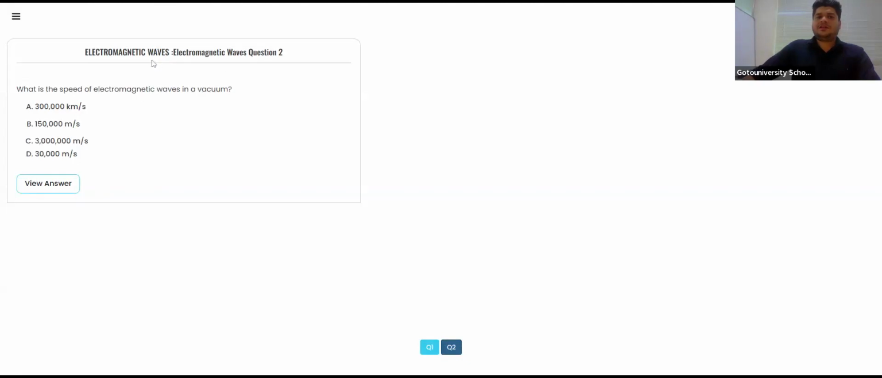Now, the next question. What is the speed of electromagnetic waves in vacuum? The options are: 3 into 10 raised to 5 kilometer per second, 15 into 10 raised to 4 meter per second, 3 into 10 raised to 6 meter per second, or 30,000 meter per second. What will be the right answer?